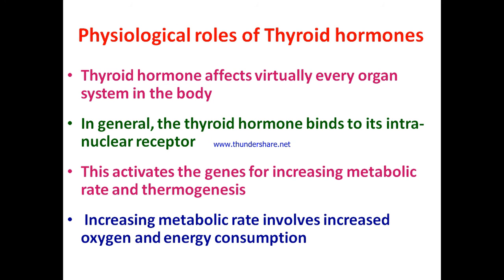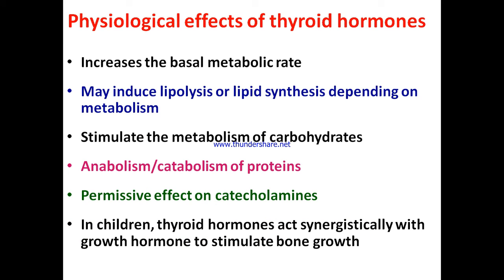Physiological roles of thyroid hormones. Thyroid hormone affects virtually every organ and every type of cell in our body. In general, the thyroid hormone binds to its intranuclear receptors. This activates the genes for increasing metabolic rate and thermogenesis. Increasing metabolic rate involves increased oxygen and energy consumption. Thyroid hormone may induce lipolysis or lipid synthesis depending upon the body's requirement. When the body needs lipolysis, it will induce lipolysis. When the body needs to store more lipids, lipid synthesis will be induced.